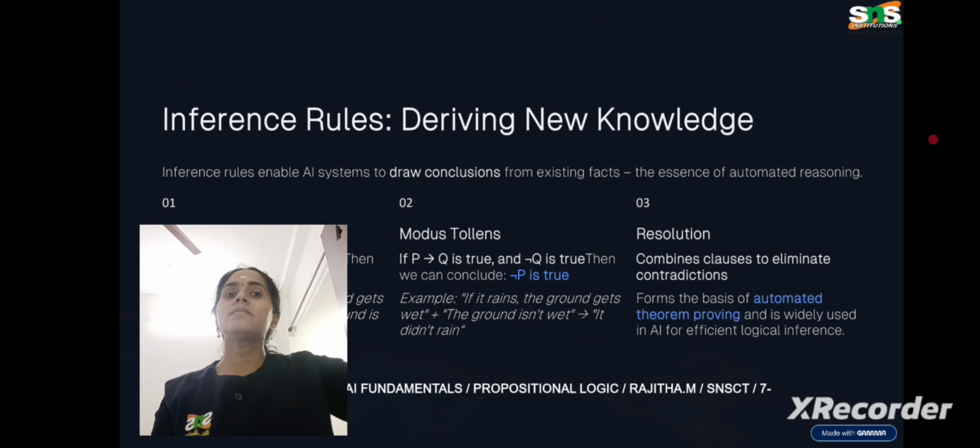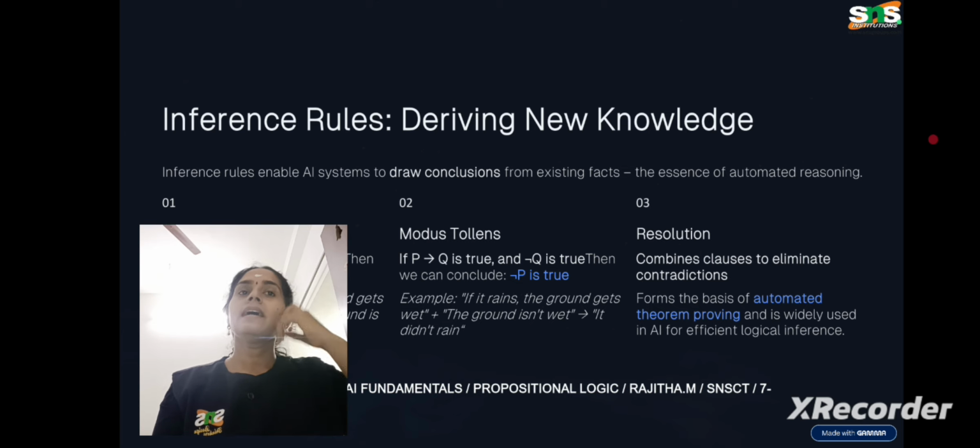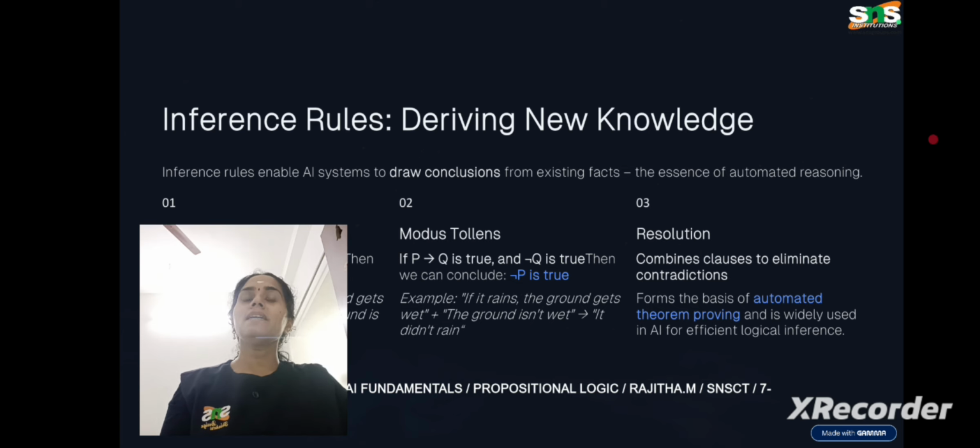So next is modus tollens. If P implies Q is true, and Q is false, then we conclude P is false. For example, if it rains, the ground is wet. Plus, the ground is not wet. That implies it didn't rain. So next is resolution, used to remove contradiction. This forms the basis for automated theorem proving in AI.